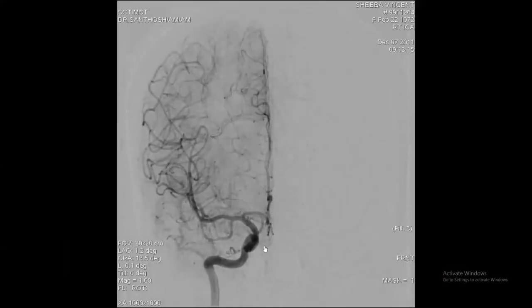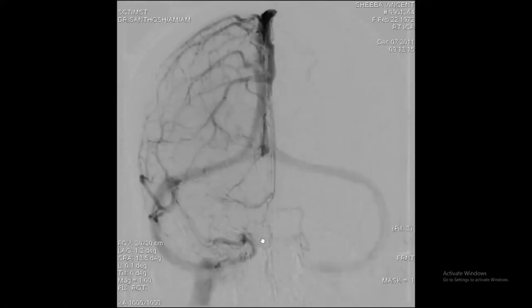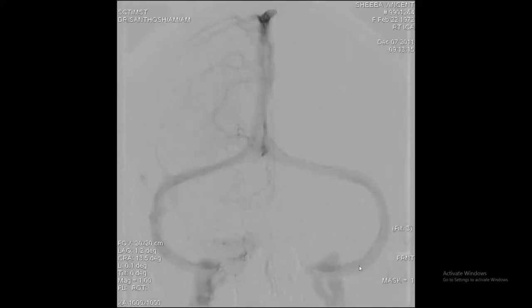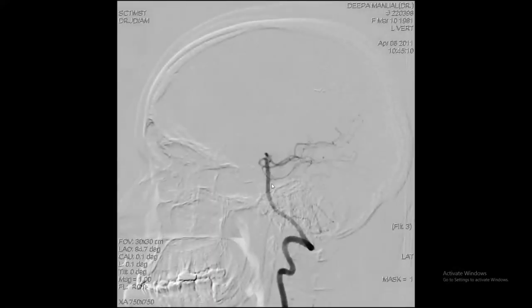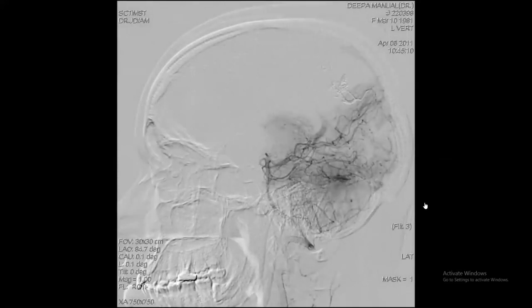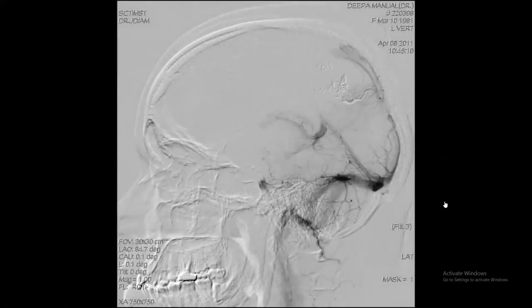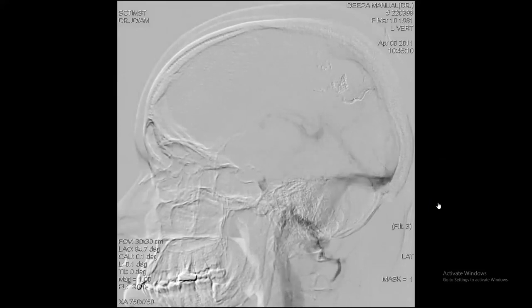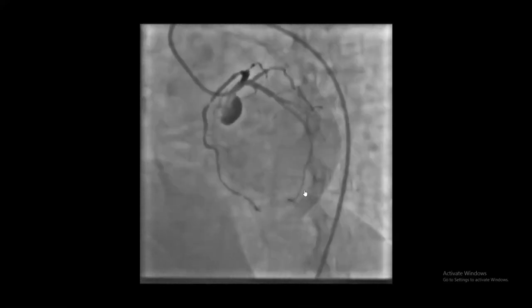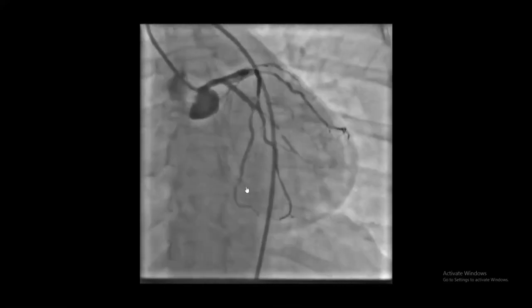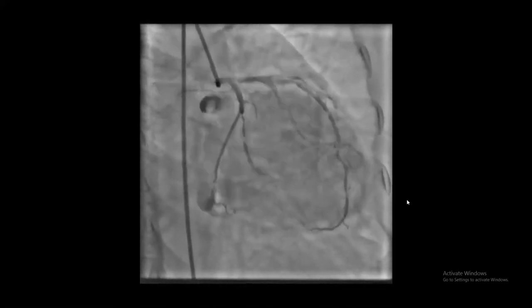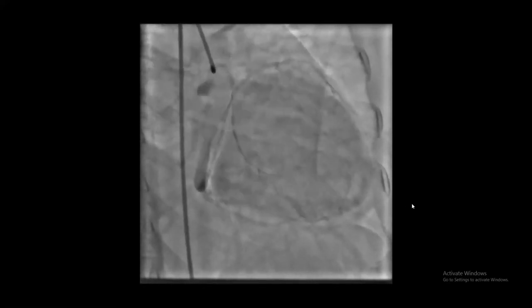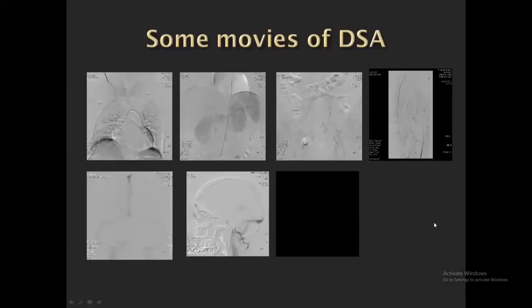This is the right ICA, internal carotid artery angiogram, from arterial phase to venous phase. This is the lateral view of the same. This is a vertebral artery angiogram. And finally, this is a coronary angiogram. This is a rotational coronary angiogram. This is a non-subtracted angiogram. Since the heart is beating, we cannot do a subtracted angiogram in coronary.